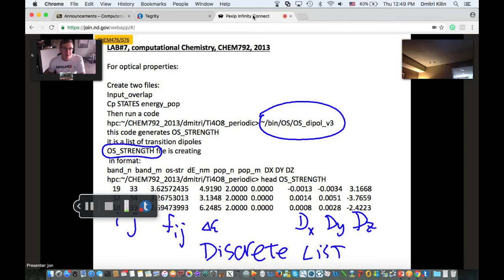All right, so are there any questions on OS strength file generation? No? Okay, fair enough.